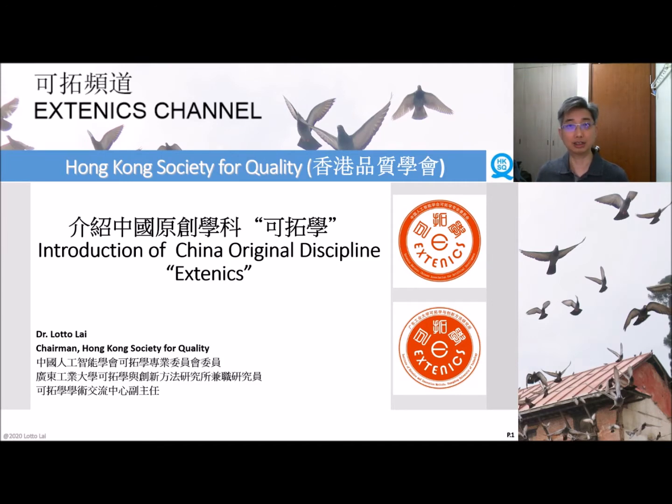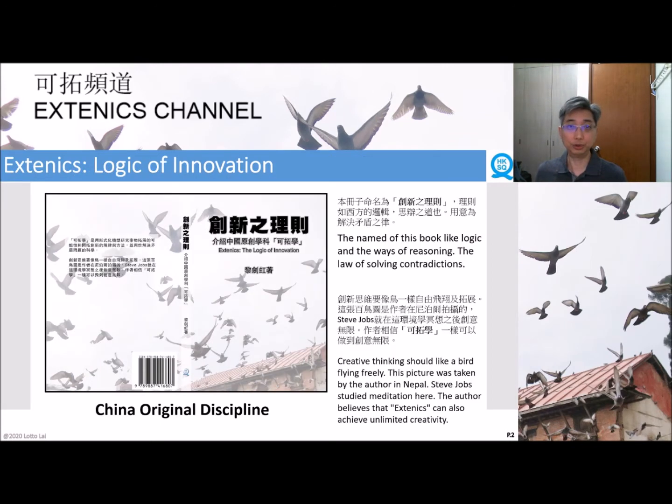This is class 11. I'm continuing to introduce Extenics. As usual, I use my new book, Extenics Logic of Innovation. It is entry level, and uses a short article step by step to introduce the whole theory of Extenics to you.